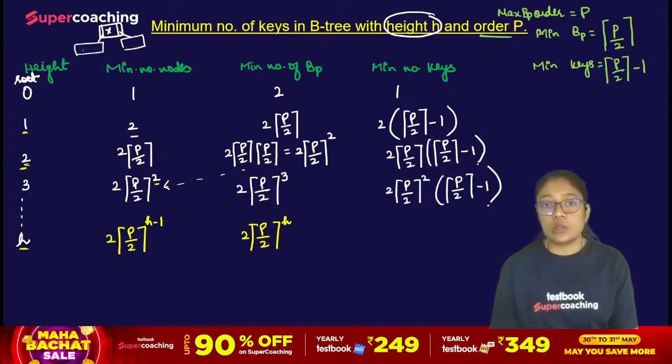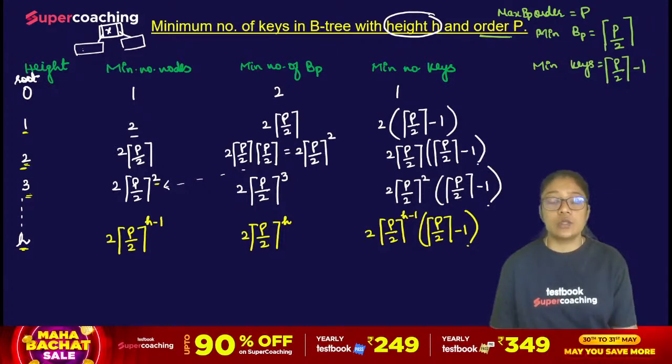If height is 2 then it's raised to power 2. If height is 3 then it's raised to power 3. If height is h, it will be raised to power h. Minimum number of keys, again observe the pattern here. जितनी भी आपके पास nodes हैं, p by 2 minus 1, and here we have the number of keys in each node. So we have got this.